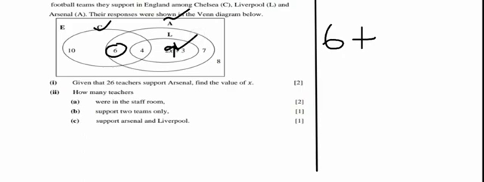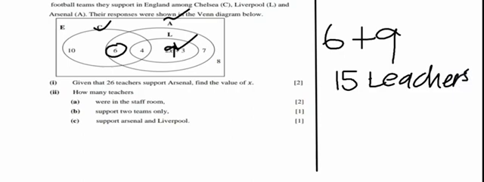Then if I select 9 here, 9 were the total number of teachers who were supporting Arsenal and Liverpool, right? So plus 9, because Liverpool is the subset of Arsenal. So 6 plus 9, the answer is going to be 15. Then at the end, you're supposed to say 15 teachers. So this one is our final answer also for question B.